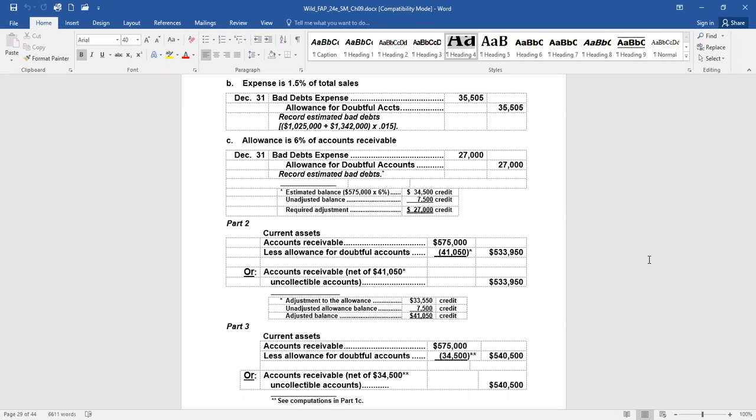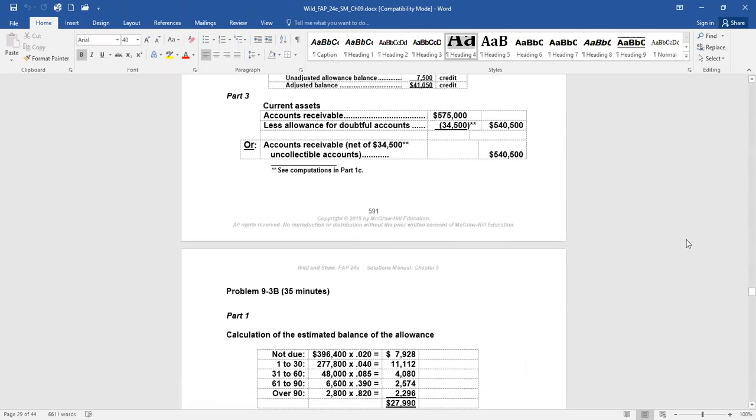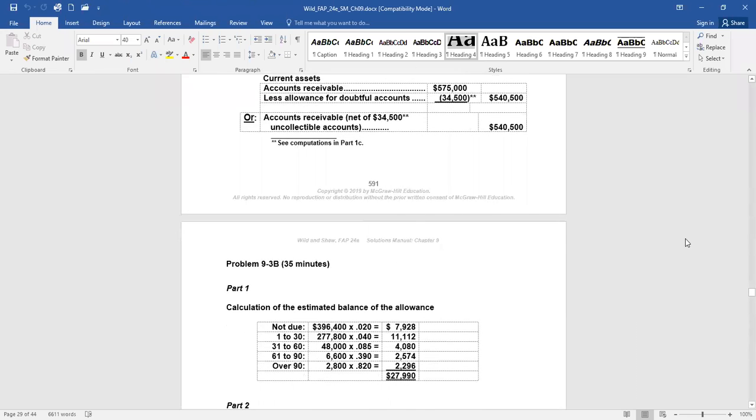Further, we are going to estimate uncollectible accounts using accounts receivable, but we're using the aging of accounts receivables. So let's take a look. The first part of our calculation is determining how much of each age group we don't expect to collect. So we take the total of each age group times the required percentage. So 396,400 times 2%. 277,800 times 4%. That's what this company decided they would not be able to collect of each age group. Look at that, over 90 days past due, 82% they don't expect to collect.